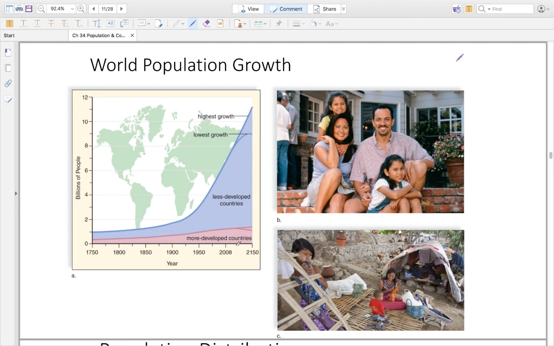Now, the less developed countries tend to have a higher population, and there's reasons for that. It's basically because they don't have access to contraceptives and things like that. There's other political reasons, but we won't get into that. And more developed countries tend to maintain their population. So basically, in other words, more developed countries are having fewer children. Less developed countries are having significantly more children.